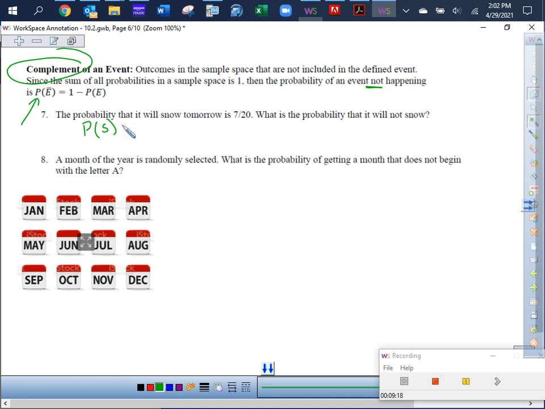The probability of snow equals 7/20. Well, the way they'd write it to find the complement is the probability of it to not snow in that scenario, so a little bar above the S. That's going to be 1 minus 7/20. Well, we know that this is going to turn out to be 13/20 because it's 20/20 take away 7/20, which is 13/20. So if there's a 7 out of 20 chance that it's going to snow, then there's a 13 out of 20 chance that it's not going to snow.